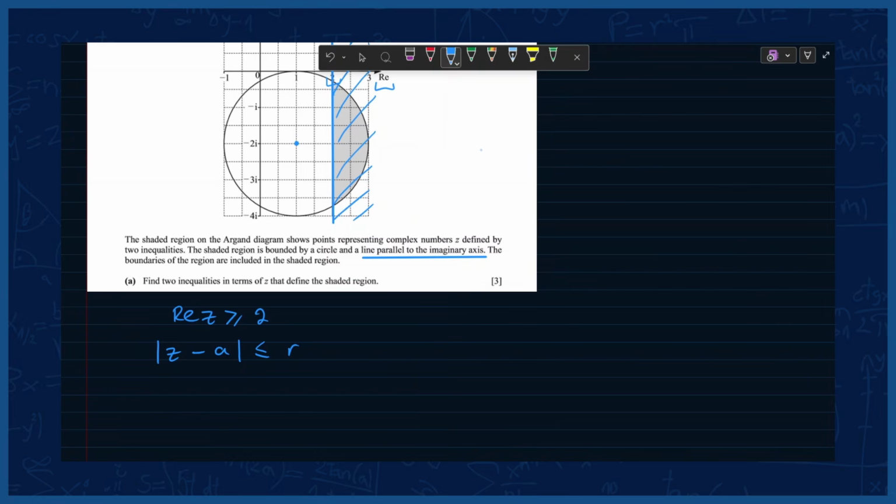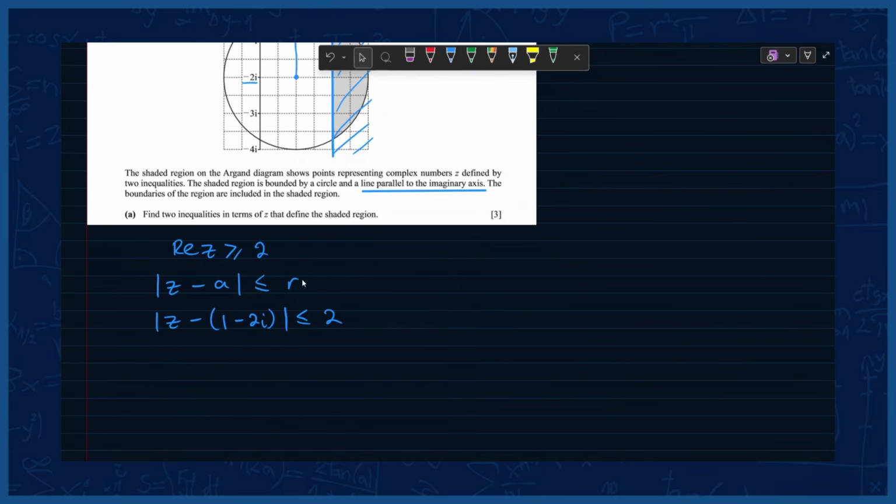So our center is here. We can tell that it's got a real value of 1 and an imaginary value of negative 2i. So that becomes z minus our 1 minus the 2i. That's our center. And this is less than or equal to the radius. So that's how many units. I can tell here we're moving 1 unit and then 2 units, right? Since it's negative 2 units there. So that must mean our radius is 2. Okay, and so those are the two inequalities that define this Argand diagram.